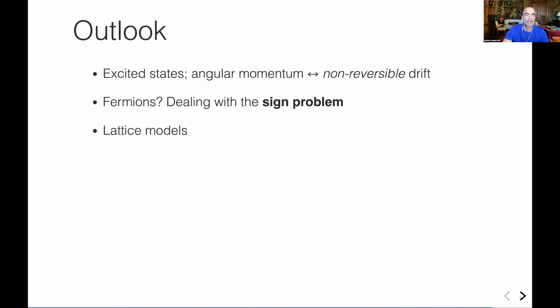So the outlook here, there are many ways to go. We can look at excited states with finite angular momentum. That's going to involve a drift function which is not reversible. Looking at fermions in a more serious way involves confronting the sign problem coming from the exclusion principle.